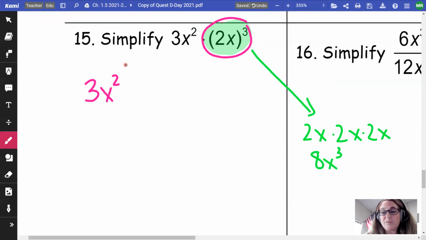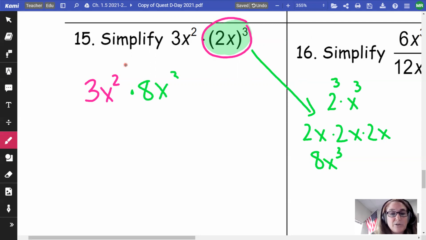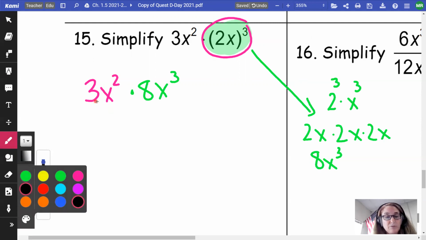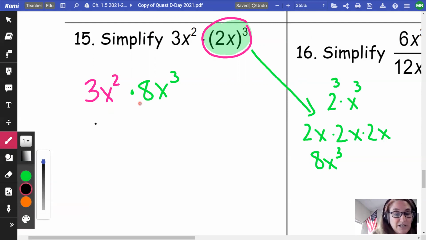So what's happening is my 2 is being raised to the third power because I'm timesing it with itself 3 times, and my x is being raised to the third power. That's what that really means. Okay, so I end up getting an 8x to the third. Now what I'm going to do is I'm going to take my 3 times 8 and get a 24. And then when I have x to the second times x to the third, I get x to the power of 5.